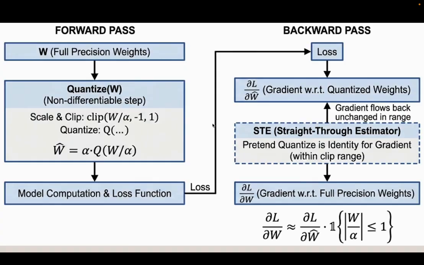Now one might ask, how do you backpropagate on these quantized weights, which are 1, 0, and -1? How do you change the original weights so that you can get good results? And for that we use something called the straight-through estimator. The straight-through estimator pretends that the quantization is an identity function, and its value is 1 if the weights are within the clip range in the backward pass.